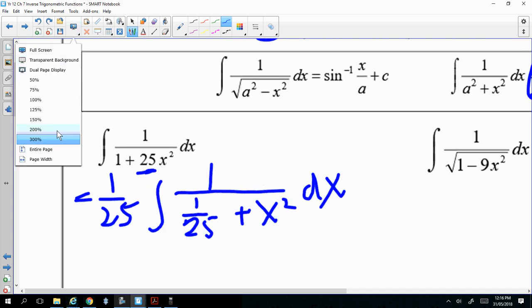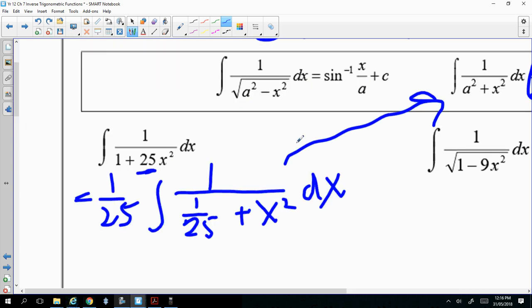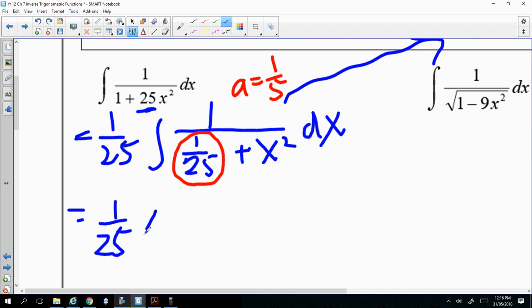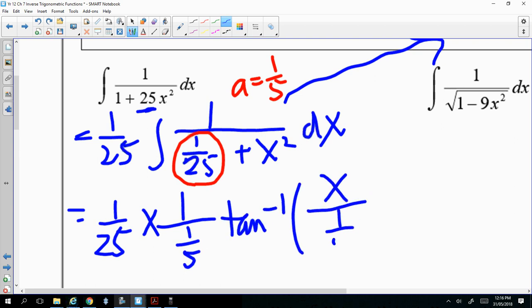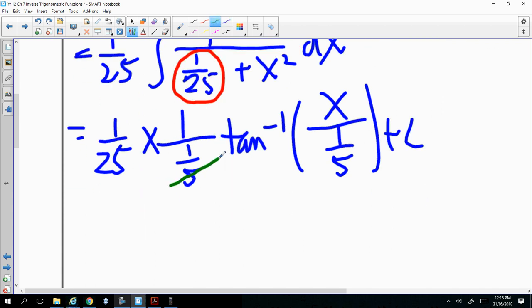So how do we use the formula? What you do is you have to find a. In this case, a equals 1/5. That's your a. Okay, that's a squared. And then using the formula, you get 1 over 25 multiplied by 1 over (1 over a), tan inverse of x over (1 over a), plus c. And then you can cancel that 5 with this 5, so you get a 5 left over. So you end up with 1 over 5 tan inverse of 5x, because you divide x by 1/5, you get 5x, plus c. That's done.